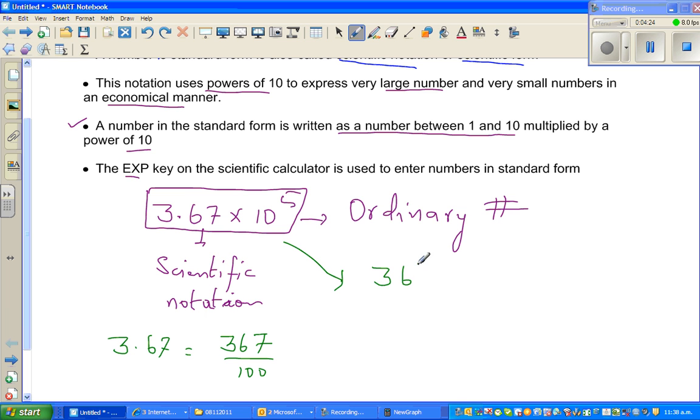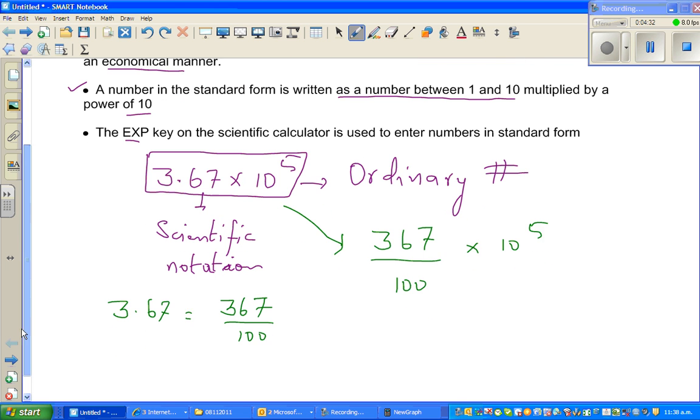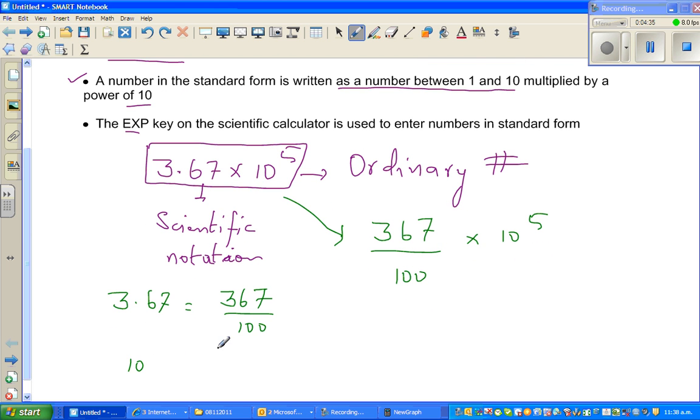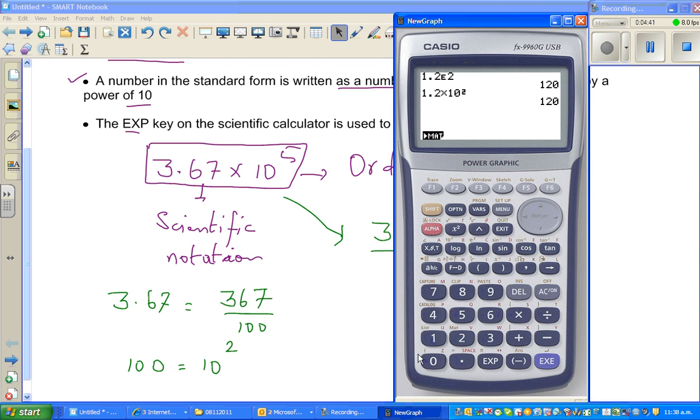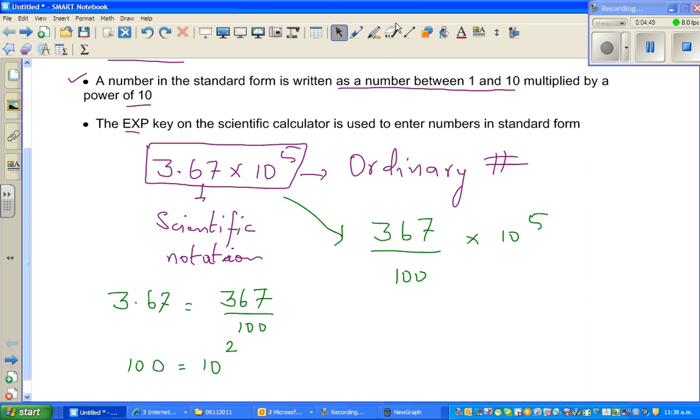If you want to write this in ordinary form, I'm going to write 3.67 as 367 out of 100, and then you have 10 to the power 5. Now 100 is nothing but 10 to the power 2. 10 to the power 2 means 10 times 10, which is 100. So now I can write this as 367 over 10 squared times 10 to the power 5 over 1.